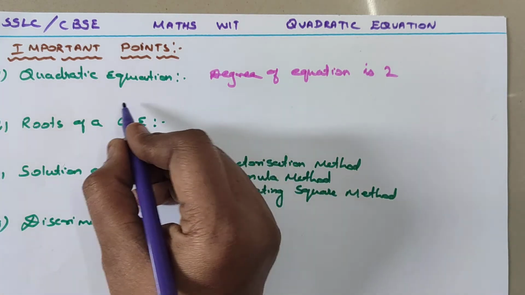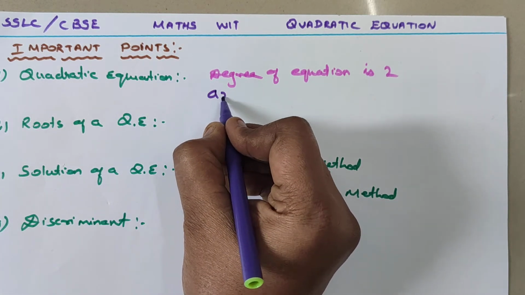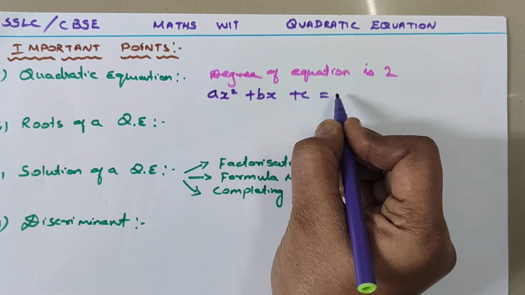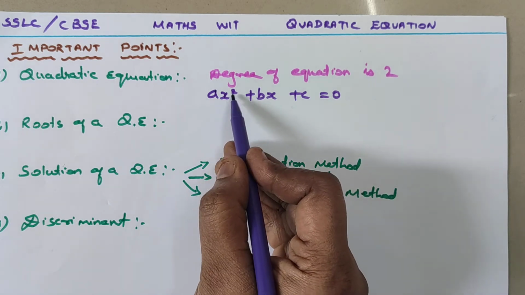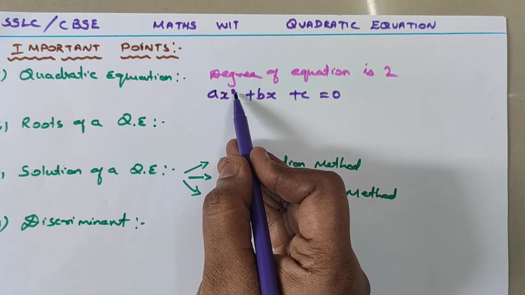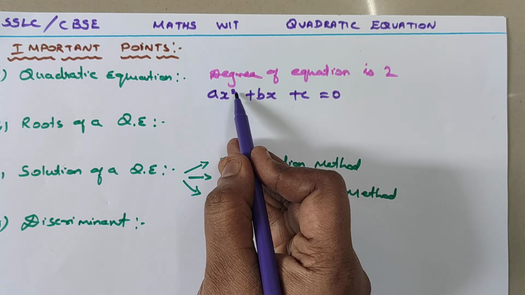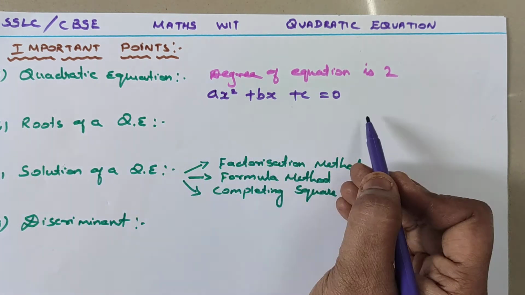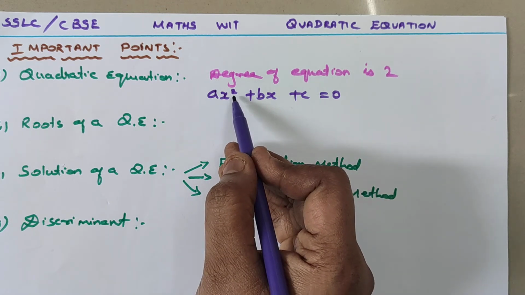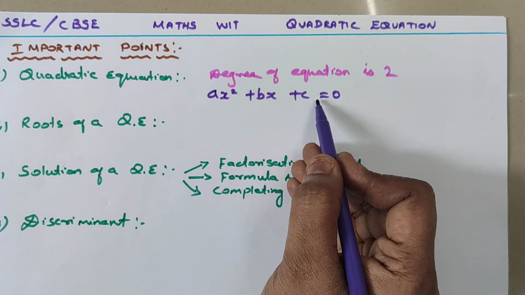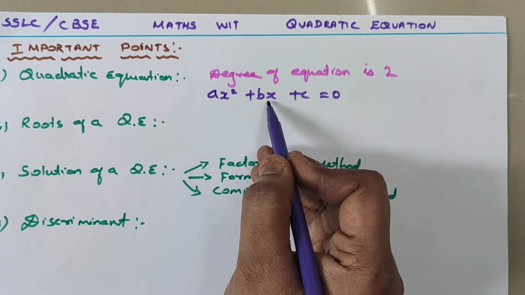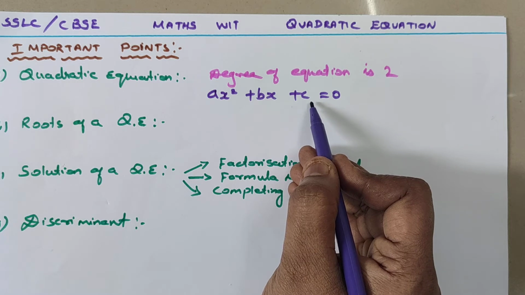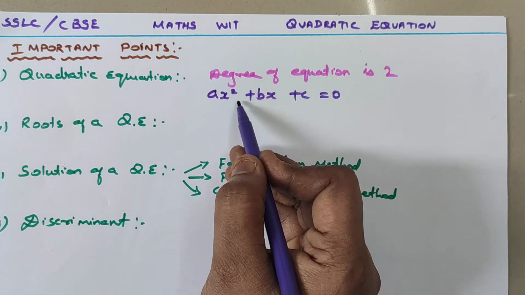The general form of the quadratic equation is ax square plus bx plus c is equal to 0. See here, the degree is 2, that means the highest power. If the highest power is 2, then the equation is known as a quadratic equation. Here a, b, c are integers. It may be a positive number, it may be a negative number. Here x is the variable.